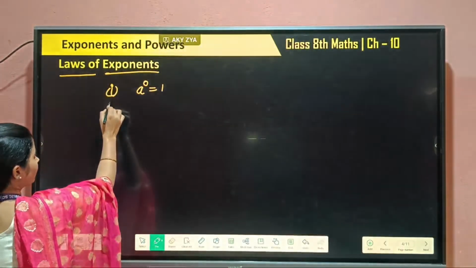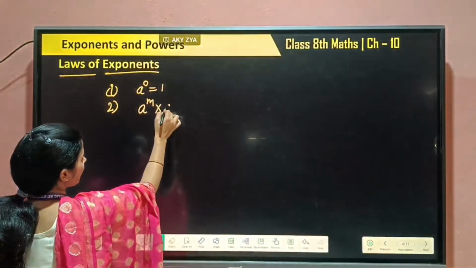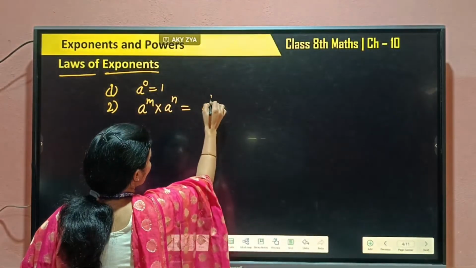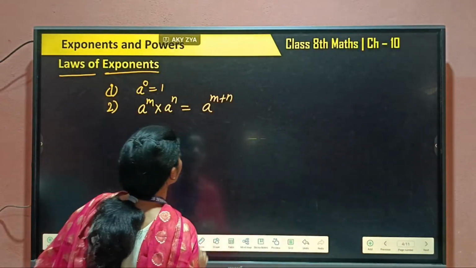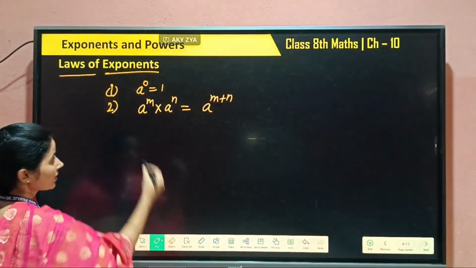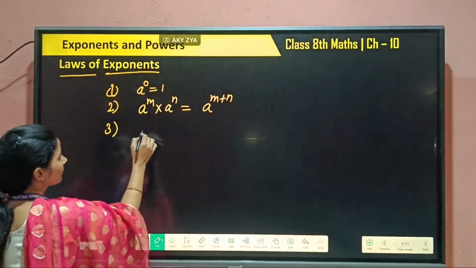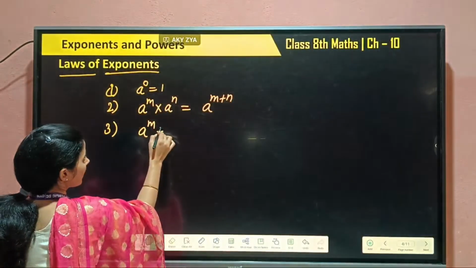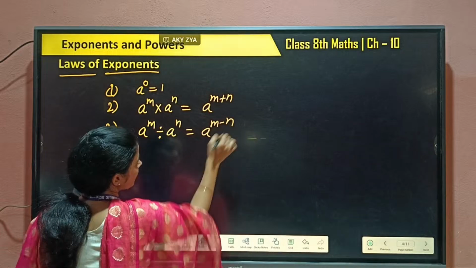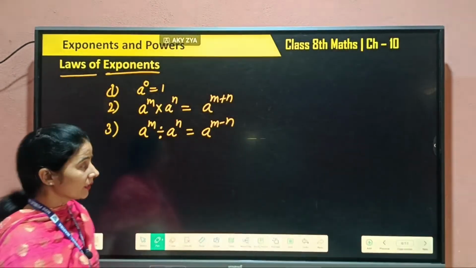What is the second? A raised to power m into a raised to power n will be a raised to power m plus n. If the bases are the same, then the powers will be added. And third is a raised to power m divided by a raised to power n, it will be a raised to power m minus n.